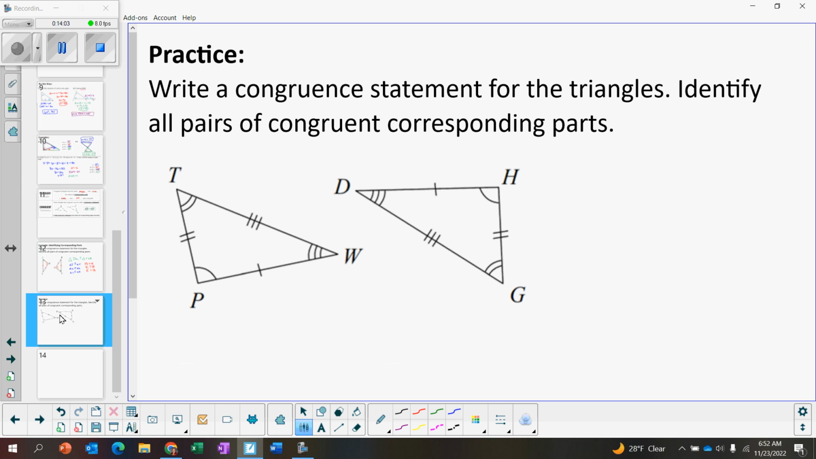So go ahead, you're going to practice, try this last one. Write a congruent statement and identify all pairs of congruent corresponding parts. Pause, and when you're ready to see the answer, hit play.